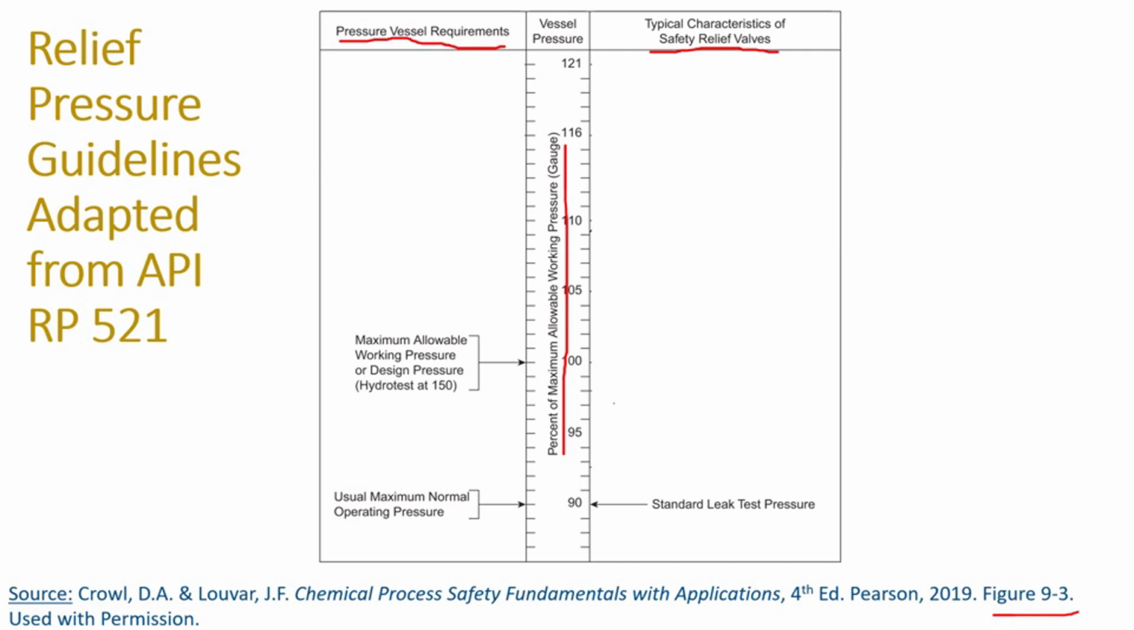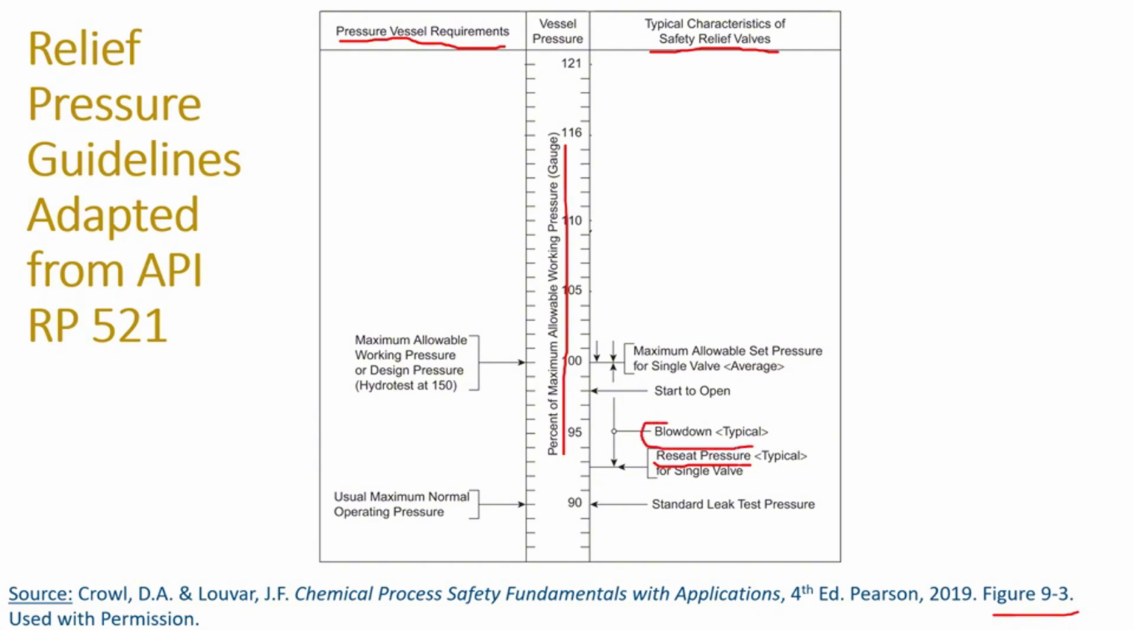Here at 100%, by definition, we have the maximum allowable working pressure, or the design pressure, for our pressure vessel. Correspondingly, we have the set pressure for our pressure relief system for a particular single valve. And as we learned earlier, the valve reseats. After the valve opens, it will reseat at a lower pressure than the set pressure. This difference between the reseat pressure and the set pressure is the blowdown.